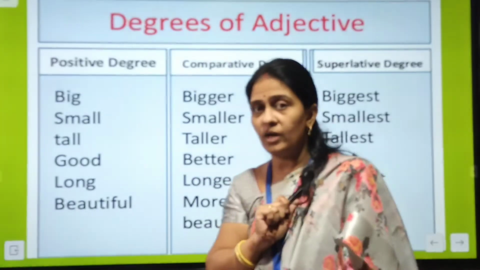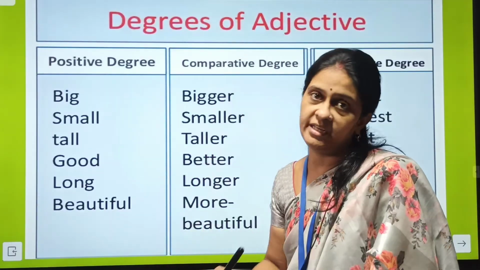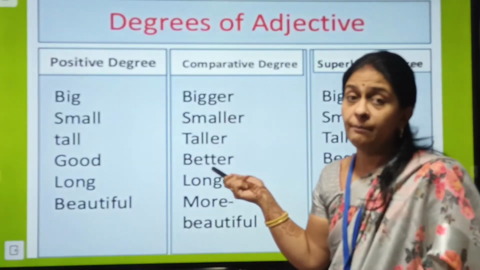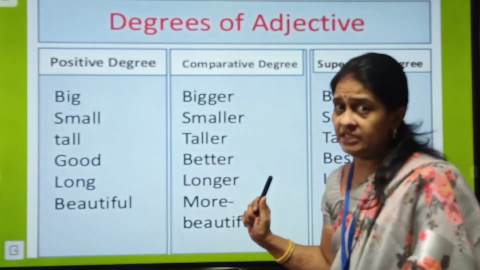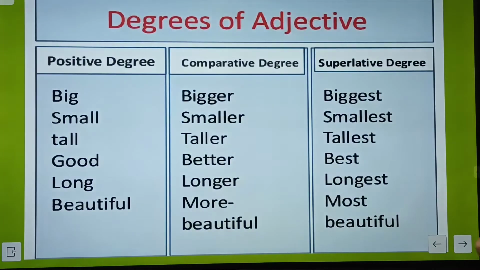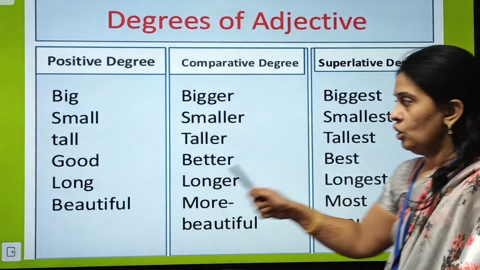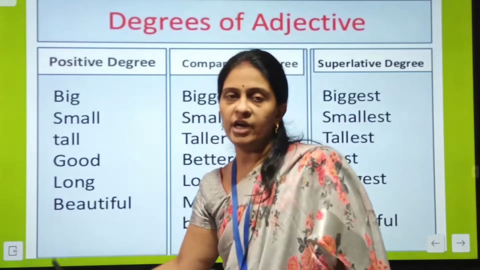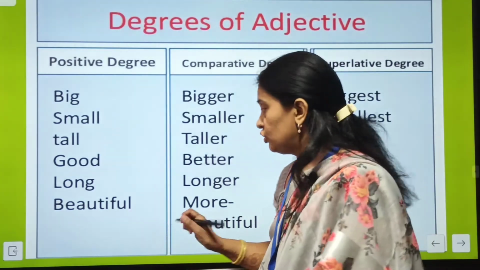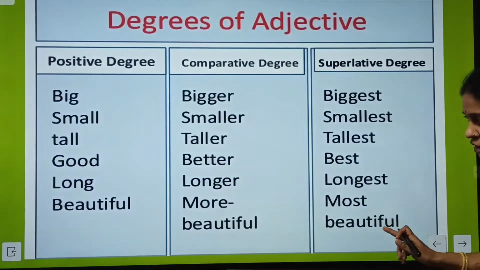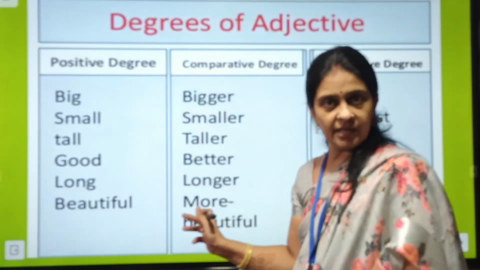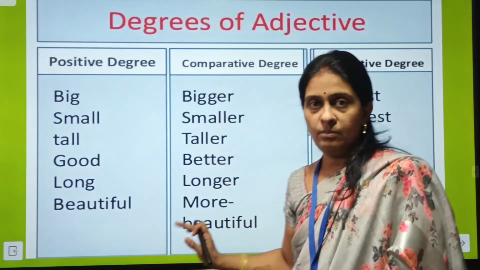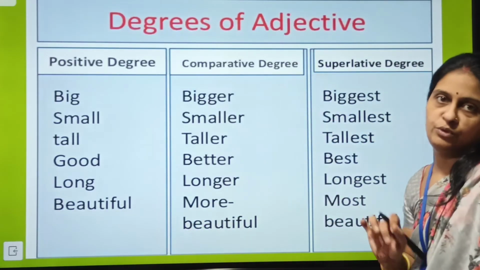Now there are a few words which change according to the degrees. Like good is a positive degree, but when compared it becomes better. But that better, when it is said to be superlative, then it becomes best. So good, better, and best. Long, longer, longest. There are a few more words where we are not able to use ER or EST. So we use more and most. More is used in the comparative degree and most is used in the superlative degree. Like beautiful, more beautiful, and most beautiful.